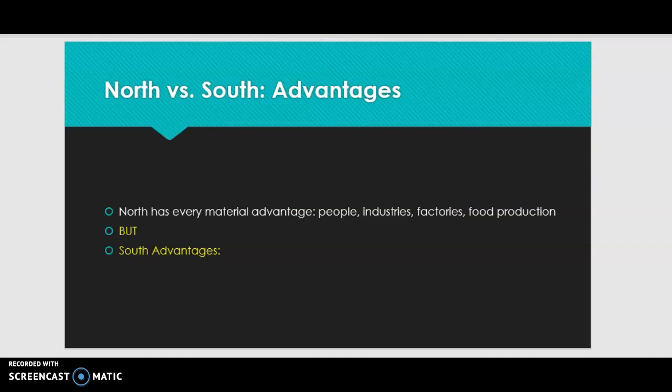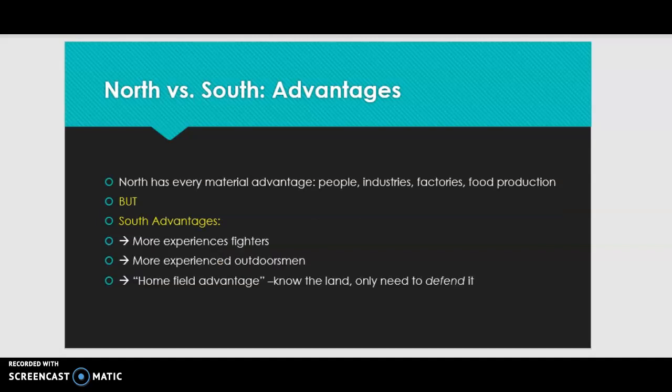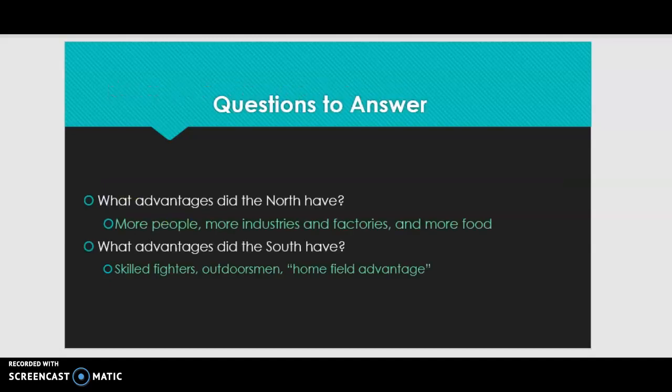More people, more industry, more factories, more food production, but there were some southern advantages. So what were those? The South had actually more experienced fighters. They were just, in general, more experienced outdoorsmen, and they had something known as home field advantage. They knew the land, and there's a certain passion in defending one's own land, as most of the battles were fought in the southern part, in the seceding states.